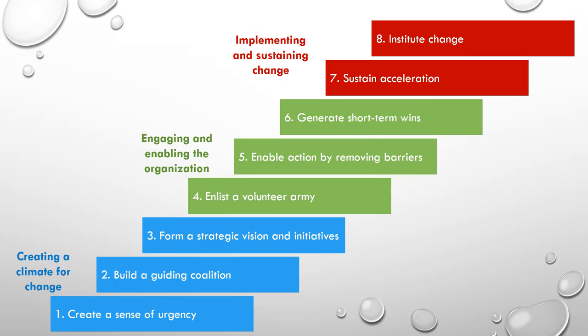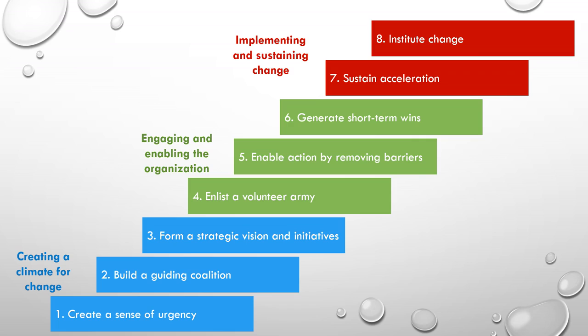Kotter has 8 steps that are broken down into 3 big categories for change management. The first big category is creating a climate for change. Under that, you first create a sense of urgency, second, build a guiding coalition, and third, form a strategic vision. Notice that nothing has happened yet. We haven't actually changed anything. We're just creating the environment so that change might be able to happen.